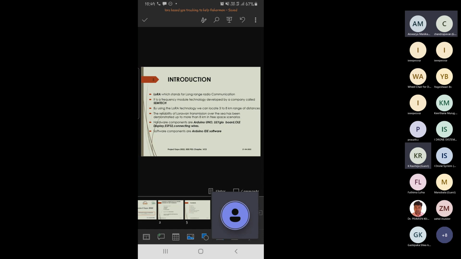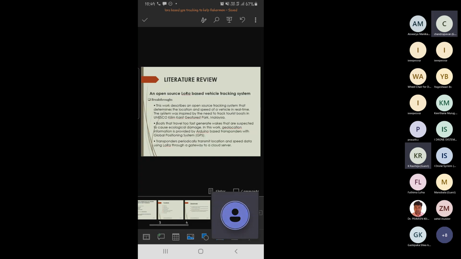In this setup, we are using hardware components such as Arduino UNO, which is an open source microcontroller, a Lilygo board, OLED display, ESP32, which provides accessible Wi-Fi, and connecting wires. These are the hardware components we are using. The software component is the Arduino IDE. Next, let's move on to the literature review.